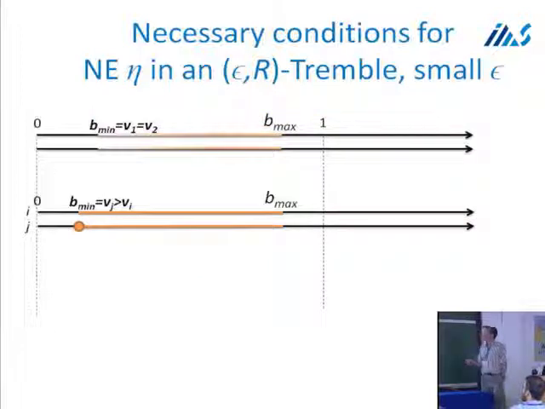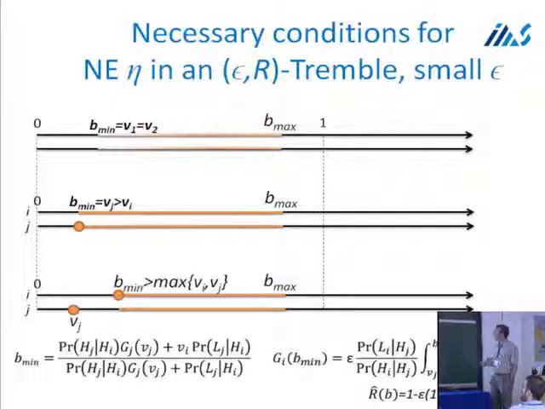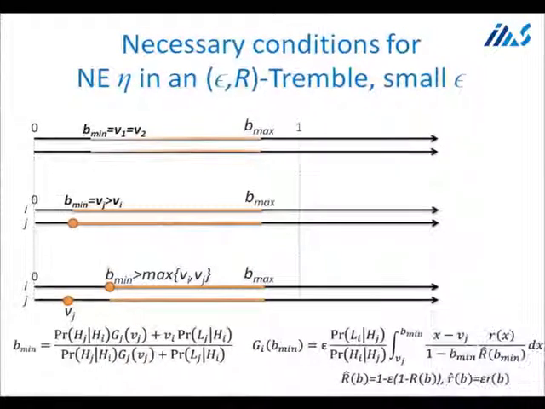Another possible case is that there is an atom for agent J, and both of them are bidding continuously on this interval. And the third option is for agent J to have an atom, and then for agent I to have an atom at B min, and both of them bidding on this interval. And then in this third case, we can compute the value of B min, and we can also compute the size of this atom, since agent J must be indifferent between bidding his atom and bidding in his support. So this gives us some handle on the size of this atom.